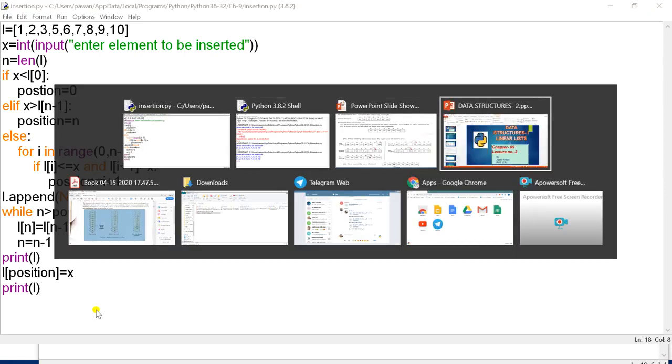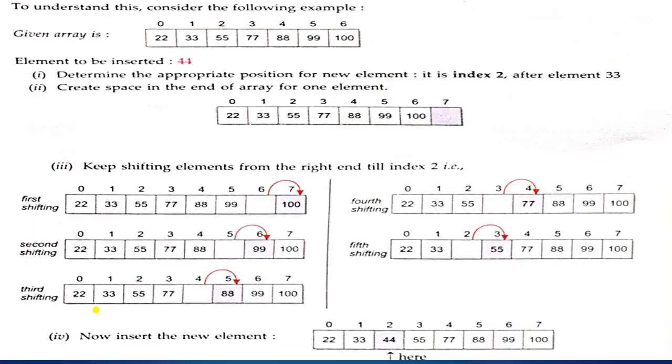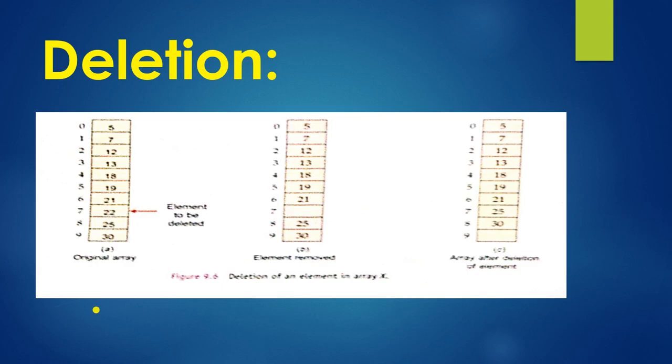Now next is deletion. So in insertion we are just shifting the elements to the right side. So here in deletion we have to shift the elements to the left side. So here you want to delete the element 22, okay. So this 22 will get removed, so there is a space, so you have to shift the elements towards the left side, okay, so that the last one will be blank, okay.